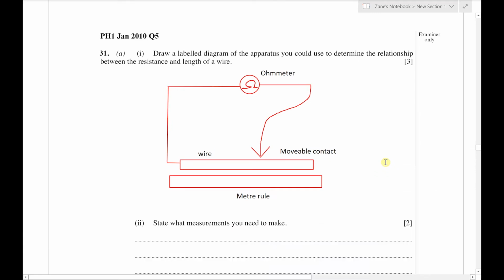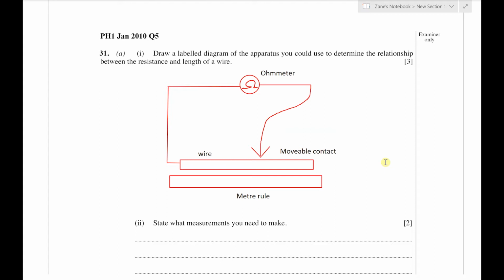Hello and welcome to another WJEC A level physics question. This was from January 2010's Unit 1 and it was question 5, and it's mainly about resistivity, but there's a couple of other bits with it. I'll just remind you that all the electricity work is now in Unit 2.